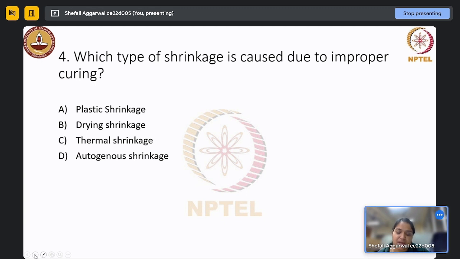Drying shrinkage mostly happens after hardening of the concrete. So we can't say it is due to improper curing, because after it hardens, after 28 days only, we will see drying shrinkage mostly. So it's plastic shrinkage, but yes, autogenous shrinkage can also be the reason, if we say. Okay, we'll go to the next question then.